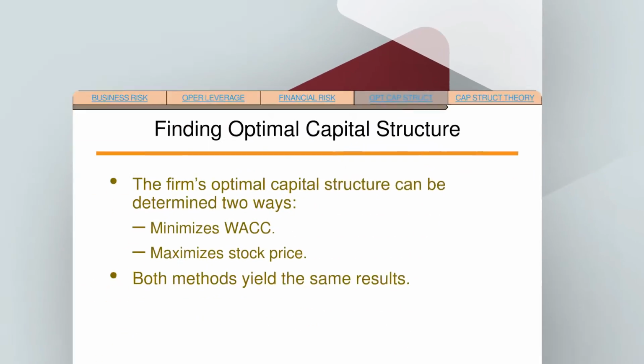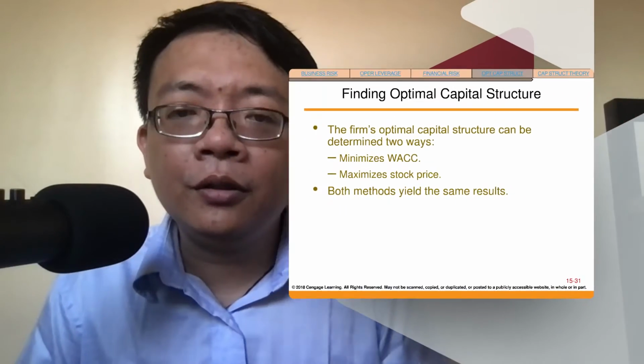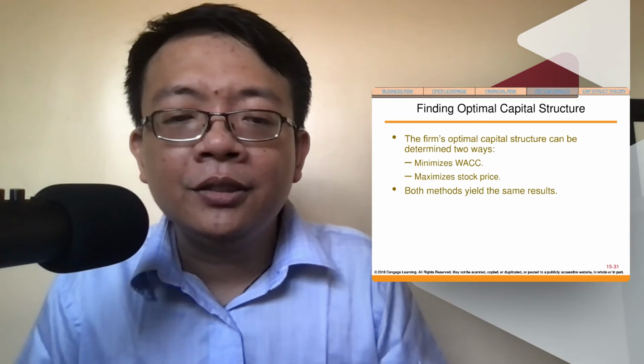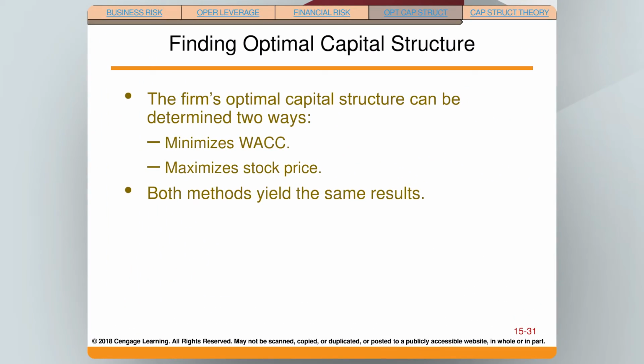Next, how do we find the optimal capital structure? We can find that in terms of WACC. The firm's optimal capital structure can be determined in two ways. You minimize the WACC and maximize the stock price. Both methods yield the same results.